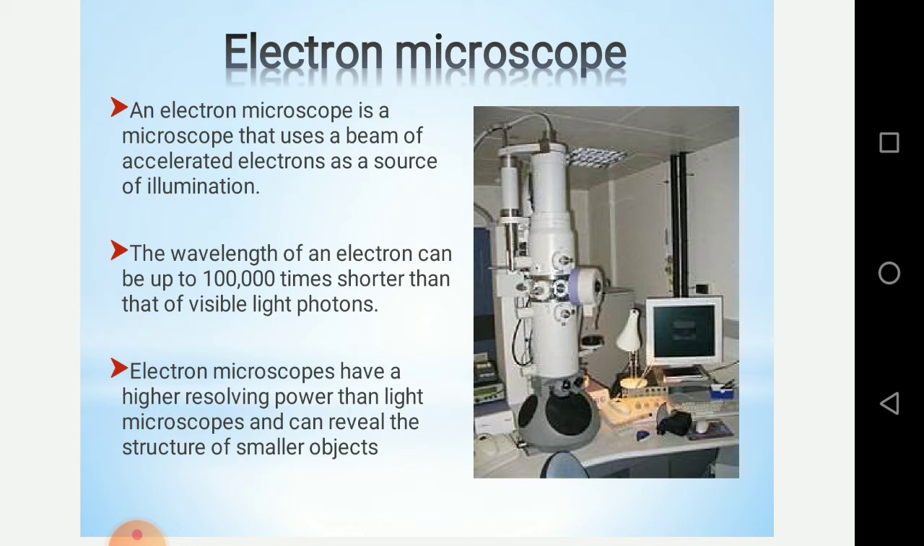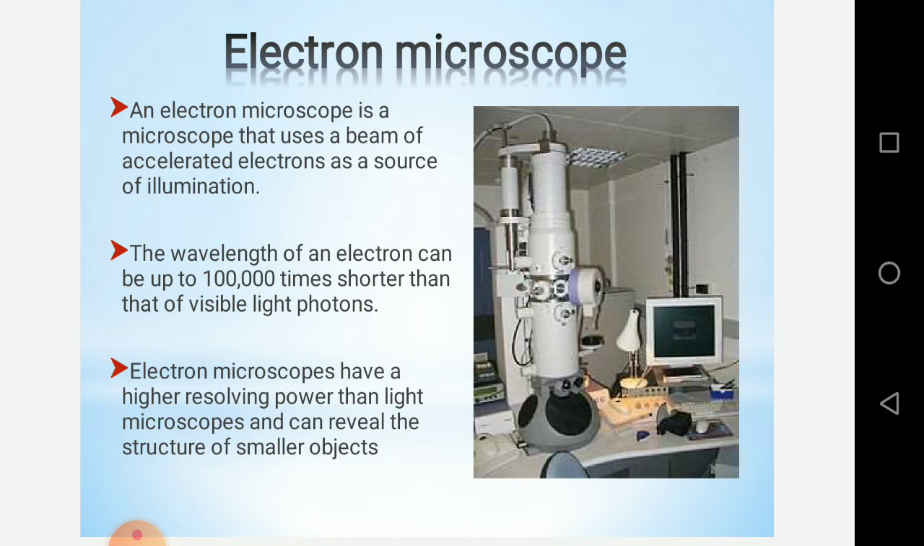And what is the use of a much smaller wavelength? As the size of the wavelength decreases, the magnification increases. So in a light microscope we can only magnify the object to a certain level, but while using an electron microscope we can magnify the object to almost 1 lakh times greater than its actual size.